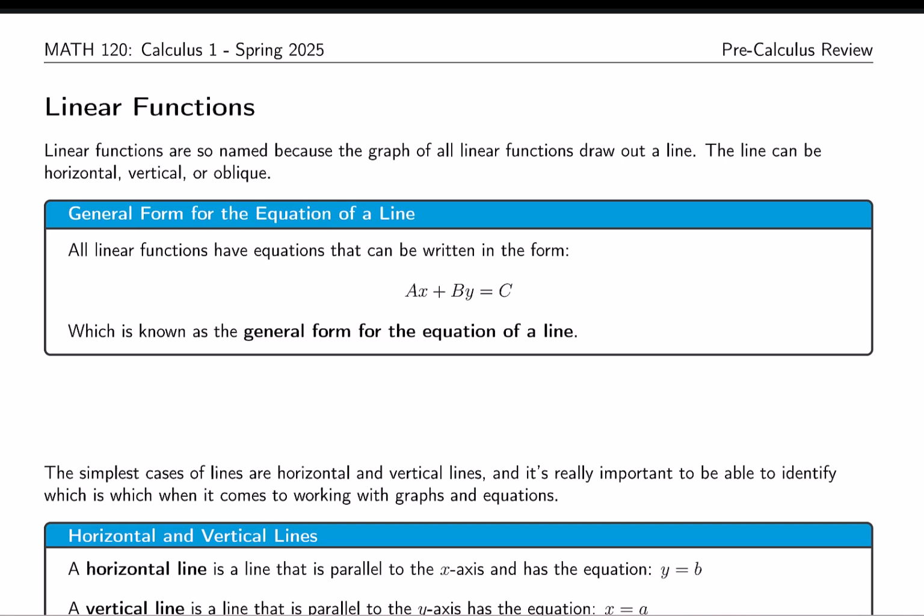And all lines, all linear functions, that is, are going to have equations that can be expressed in the form ax + by = c. That's called the general form for the equation of a line. The general form is good to know to be able to recognize that you're dealing with linears, but we don't really work often with the general form directly. There are other forms that are much more useful to us.